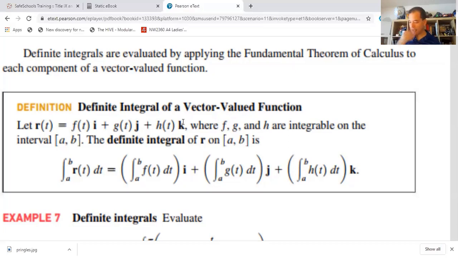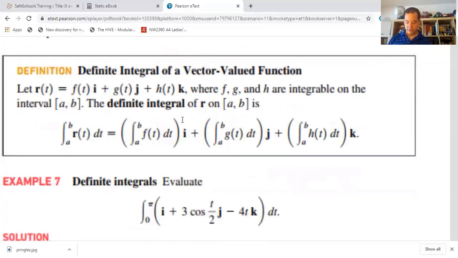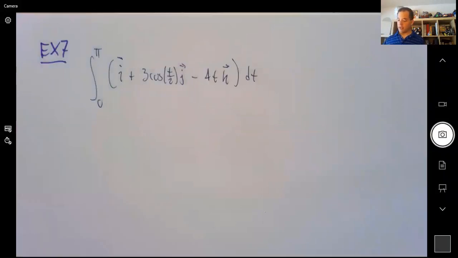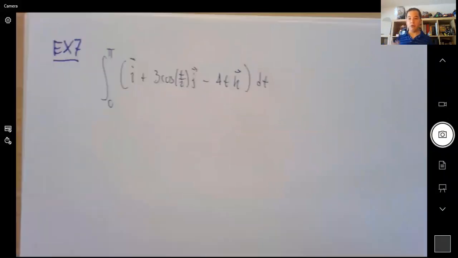Last example for the day. Let's do example 7. And you see it right there on the screen. It says evaluate this little definite integral. So we want to do the integral from 0 to pi of i plus 3 cosine t over 2 j minus 4t k. Good. How do we do it? Well, one piece at a time.